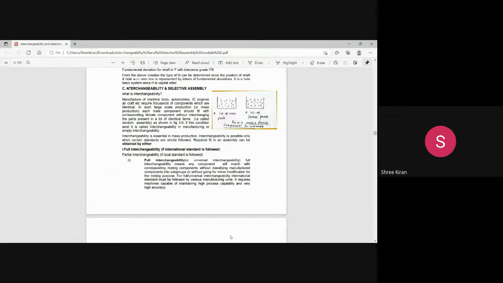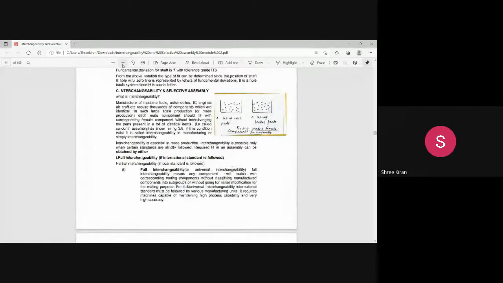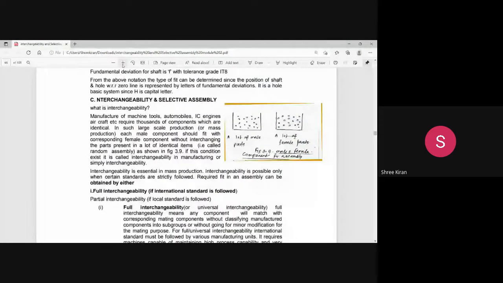So here we are saying it is a male and female component. A male component should fit in the corresponding female component without interchanging the parts present in a lot of identical items. So if this condition exists, it is called interchangeability in manufacturing or simply interchangeability.